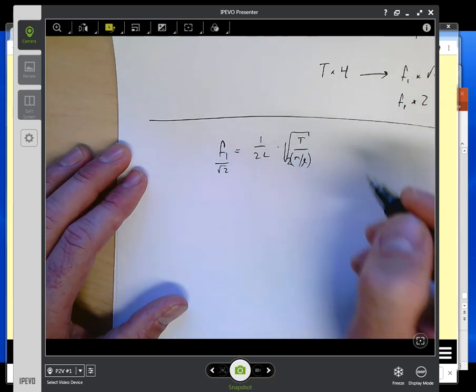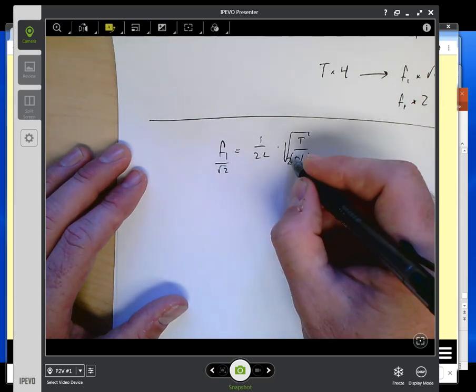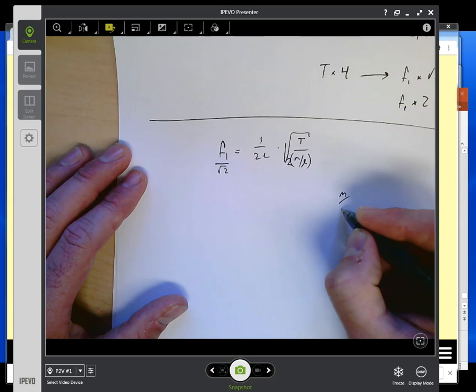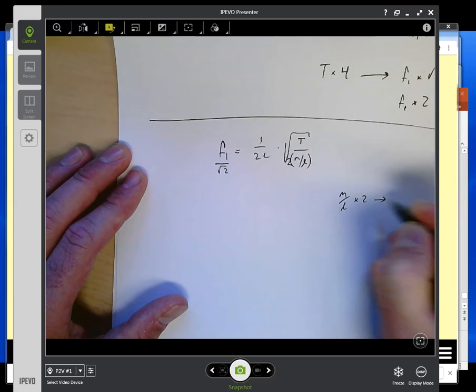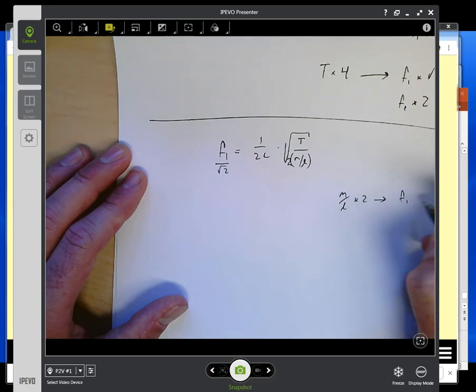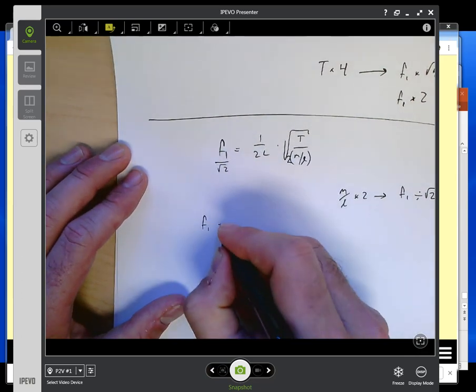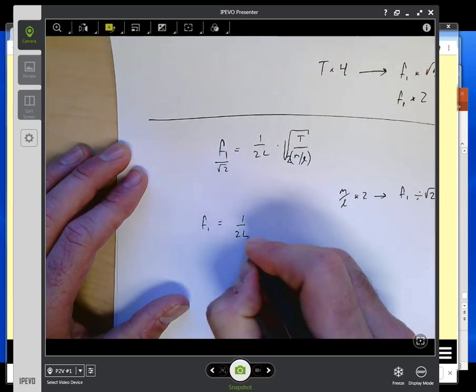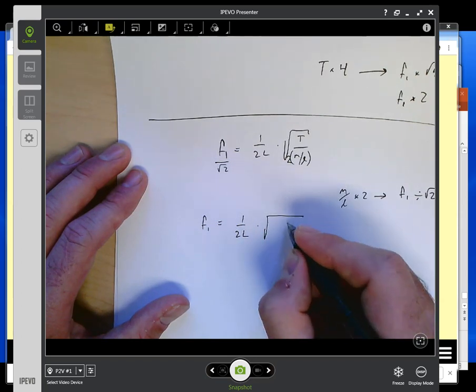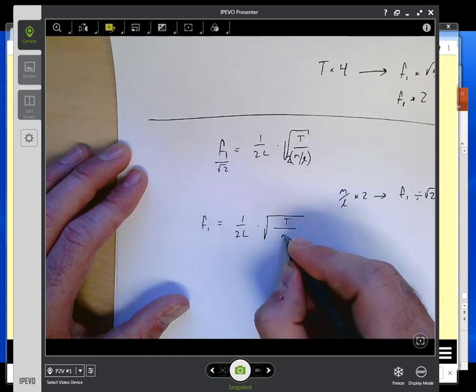If I wanted to multiply the mass per unit length by 2, that means take the frequency and divide by the square root of 2. Similarly, I want to try to write a little neater this time: 1 over 2L times the square root of T divided by mass per length.